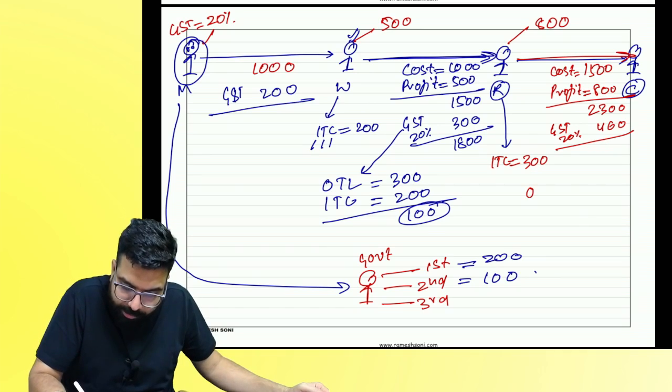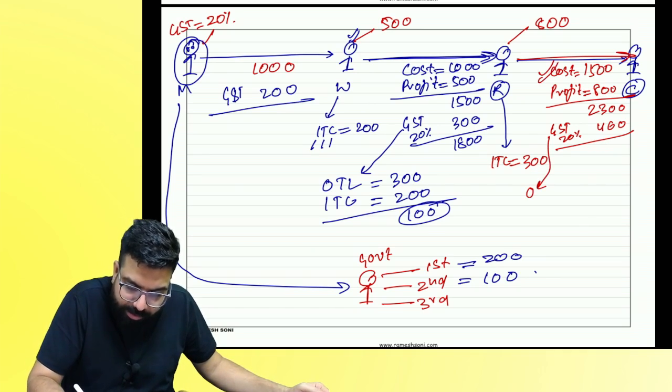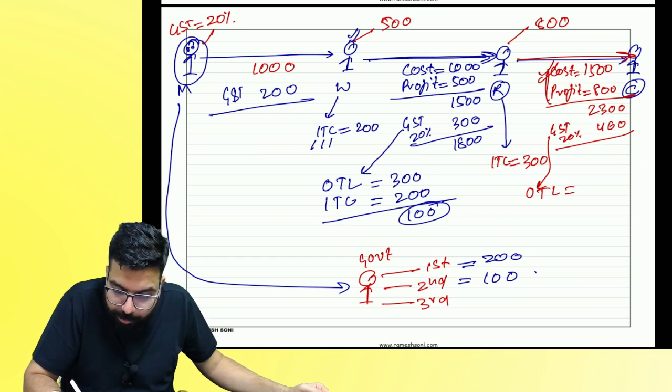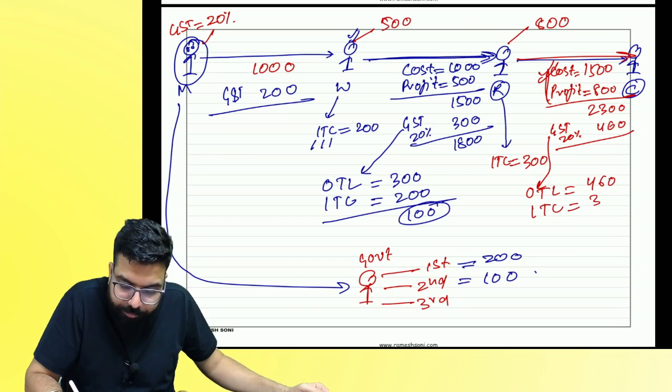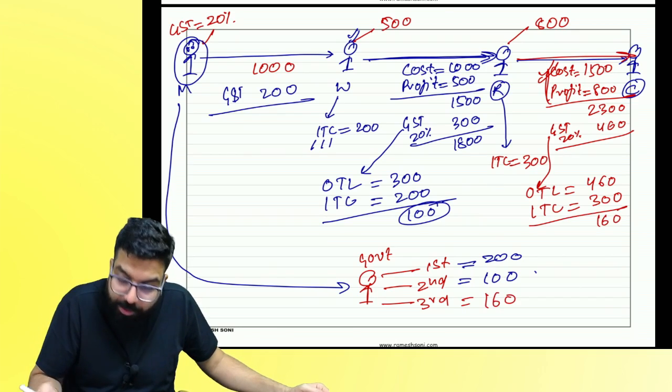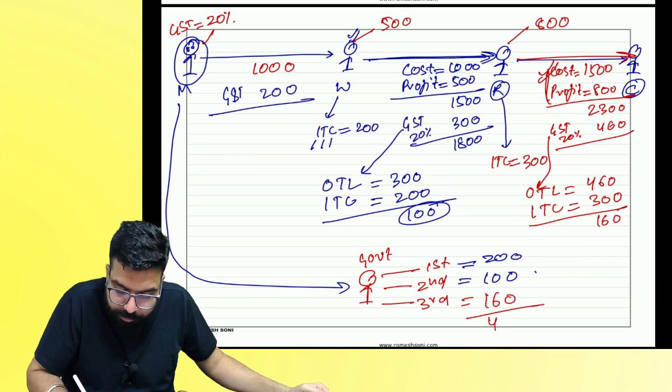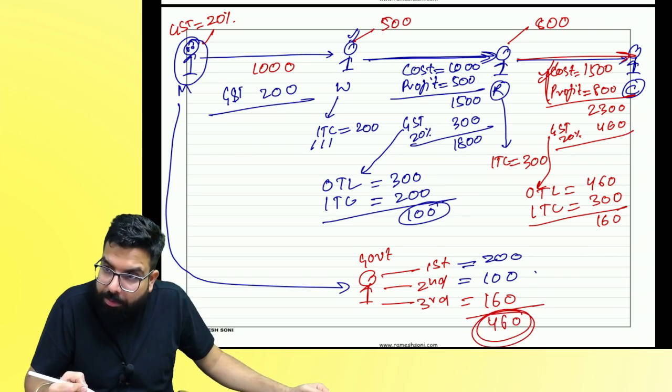So outward, this is the outward, is the sale. Correct? On the total sale, the tax liability is how much? 460. Inward tax credit is how much? How much will you pay to the government? Government got 160. Total is how much? 460. Are we clear, everyone?